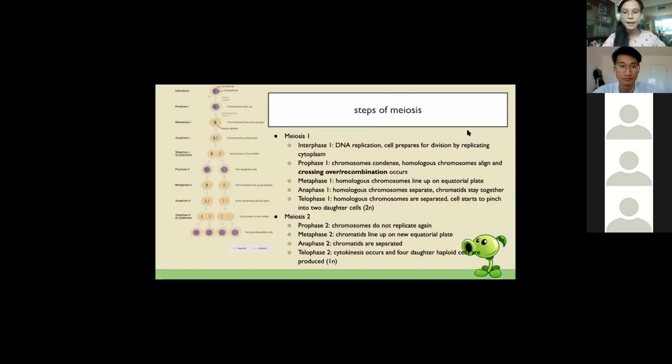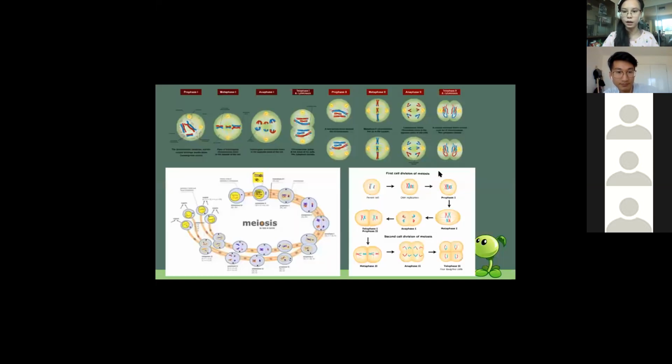So in meiosis, basically it's mitosis, but twice. You have prophase, where the chromosomes are condensing, but more importantly, homologous chromosomes are aligning and crossing over. So homologous chromosomes are what I said before. If you have 2 copies of chromosome 1, those 2 copies are homologous chromosomes. So in prophase 1, they are lying right next to each other and they are crossing over so that recombination occurs.